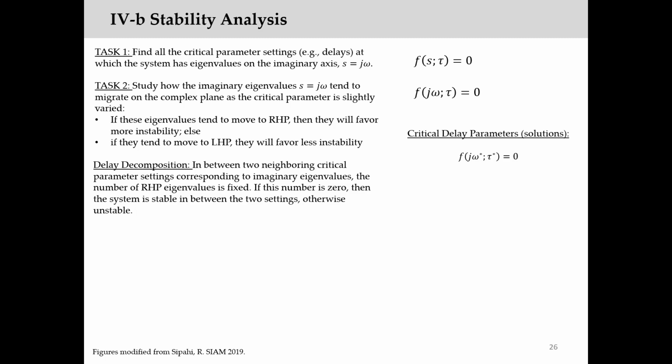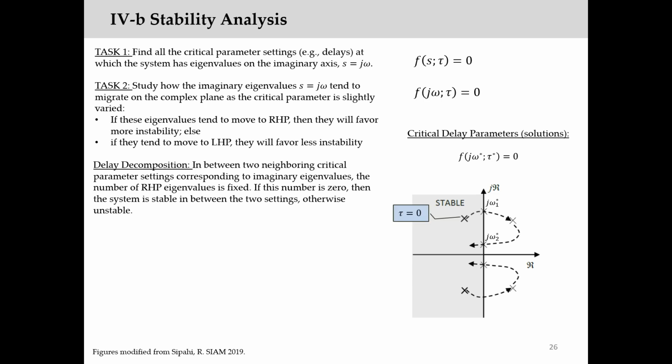And once we find all those delay values, tau star and omega star, such that the system characteristic equation is zero, our goal is to then identify, starting from zero delay, how these eigenvalues move, in what direction they cross the imaginary axis, and whether or not they go from left to right or right to left across the imaginary axis, and use that judgment to decompose the delay parameter space into stable and unstable regions.